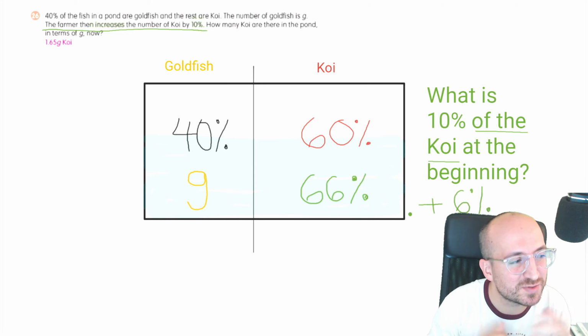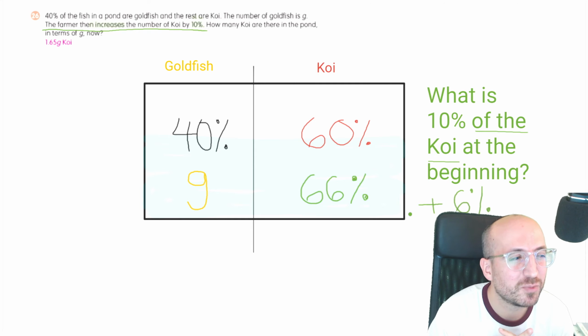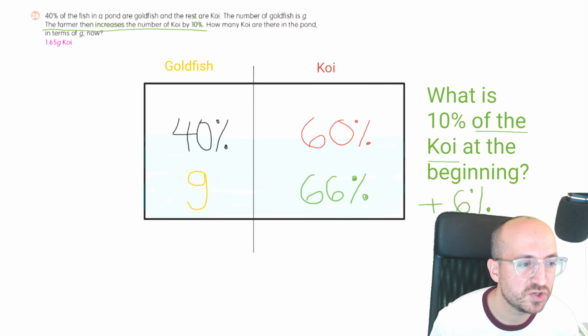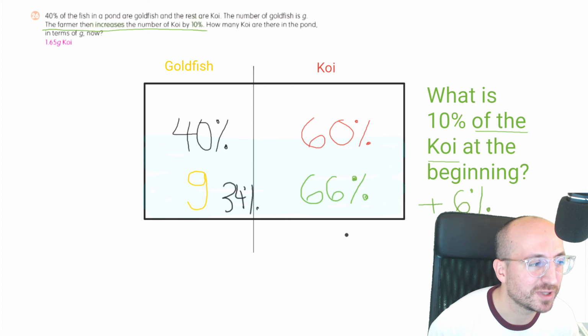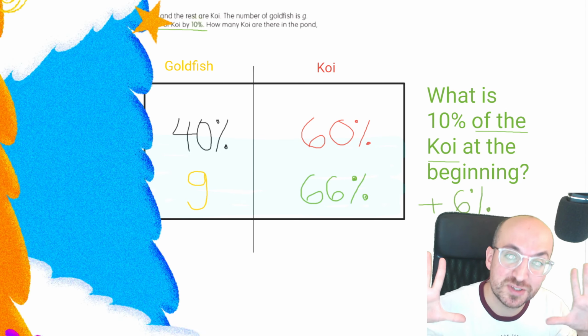And I was struggling with this with Dr. Panazzo, and we were thinking like, well, we added 6% to the koi, then if this is 66, then this is going to be 34% of the total. And Dr. Panazzo did something so brilliant. He used the strategy of substitution.